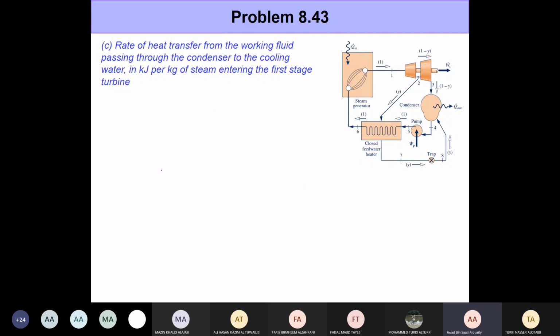Now let's look at part C. In part C, what we're asking is we need to calculate the rate of heat transfer from the working fluid, from the water or the steam that's passing through the condenser to the cooling water, in kilojoules per kilogram of steam entering the first stage of the turbine. So there is some amount of heat being rejected from the condenser to some cool water. We don't know what that cool water is, but we just need to calculate how much heat is being rejected in the condenser. But we need to calculate Q dot out per unit mass of the steam entering the first stage. So we're talking about Q dot out by m dot 1.